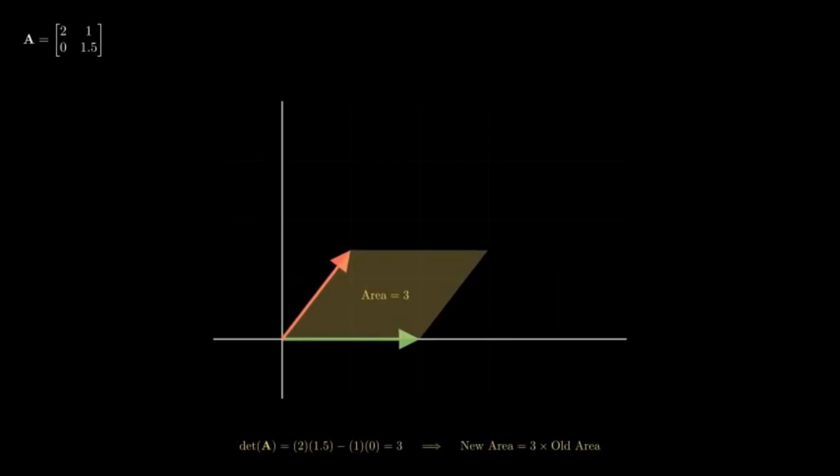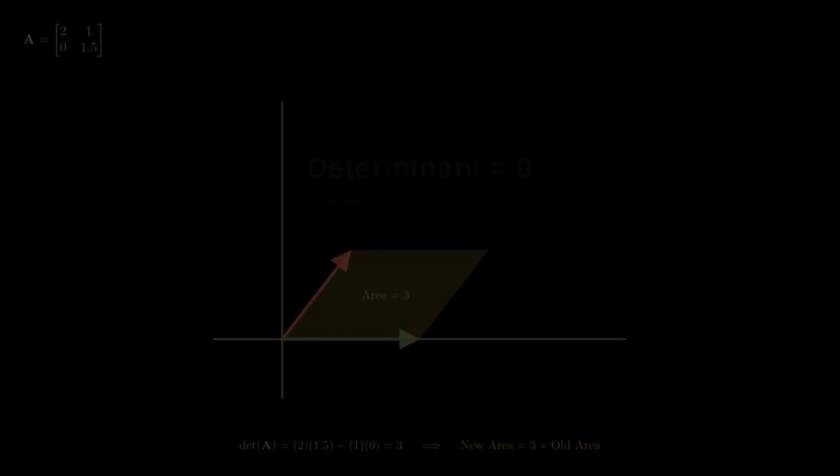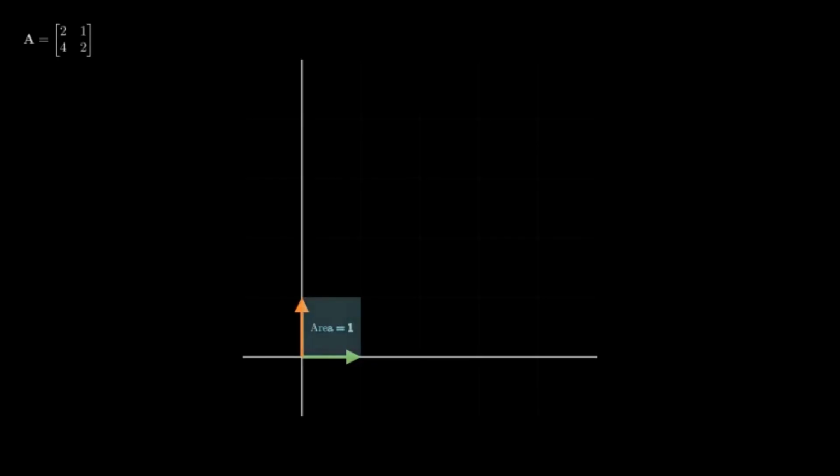If the determinant is 2, the transformation doubles the area of the basis grid. If the determinant is 1, the transformation might rotate or shear the space, but it leaves the total area perfectly unchanged. If the determinant is 0, it means the matrix completely squashes the space, flattening a 2D plane into a 1D line. Information is lost, and you can never undo the operation.